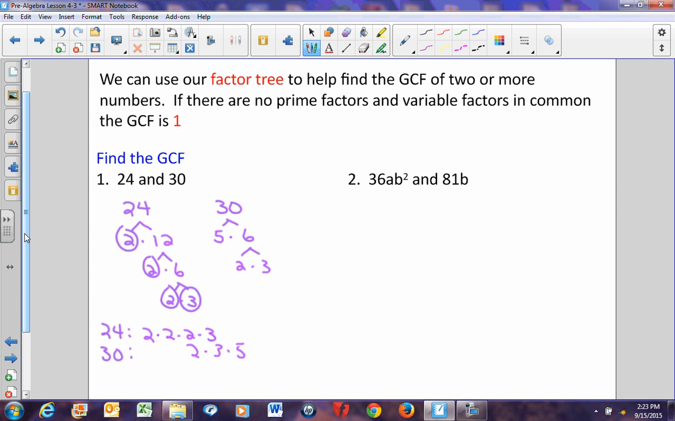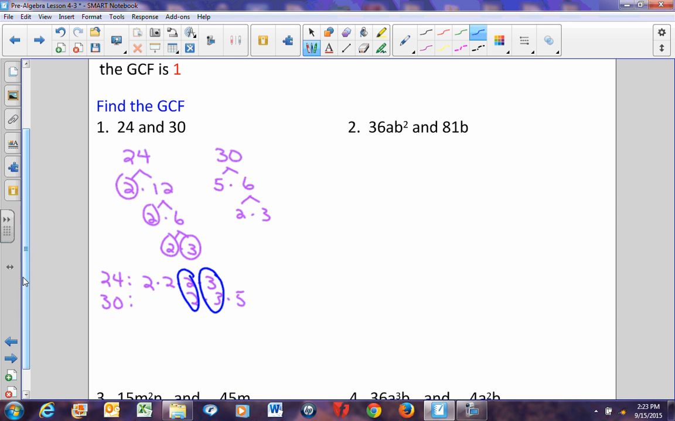Then the next thing I do, once I've done the prime factorization of each problem, I'm going to see if they have any numbers in common. And they have a set of 2's in common. They have a set of 3's in common. So the greatest common factor, the GCF of these two numbers, happens to be 2 times 3, or 6. So the greatest common factor is 6. You always multiply them together.